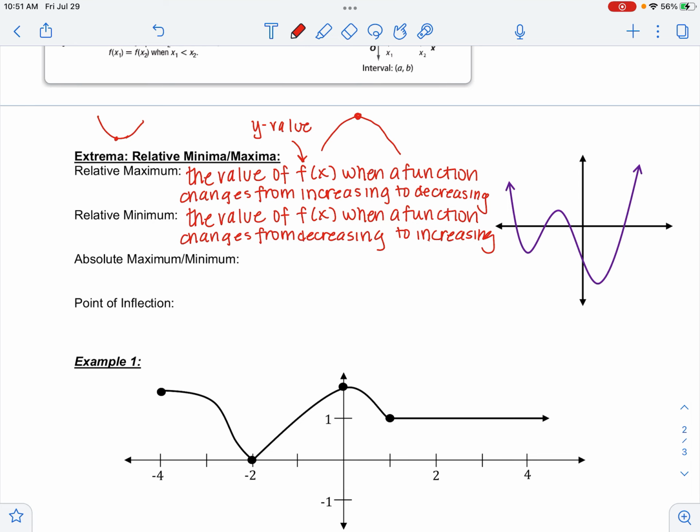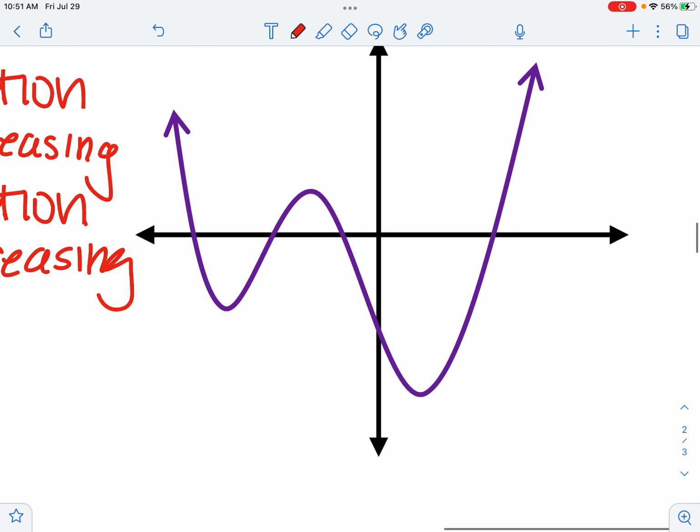All right, so if we look at this little sketch right here, I can see that there's one relative maxima because it goes from increasing to decreasing at one point right here. Whatever the y value is, that's your relative max. And then I can see that there's two relative minimas, right here and right here, because notice it goes from decreasing to increasing, decreasing to increasing. If I say what's a relative maxima, some people will try to give me this y value right here, which is infinity. No, it's not going from increasing to decreasing there. It's not decreasing at all, okay?